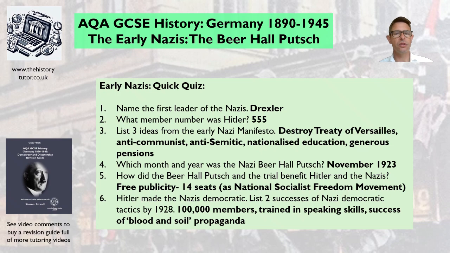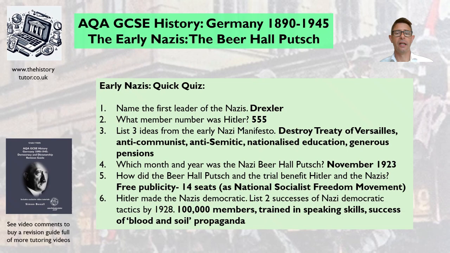Lots of newspapers and newsreels there in the courtroom. It was packed with people. So Hitler got lots of free publicity and he became a bit of a national celebrity for a short period of time. So even though the Nazis were banned in the next election in 1924, they renamed themselves the National Social Freedom Movement and still gained 14 seats. Even though Hitler and the leaders were in prison, they still were popular enough to gain some seats.